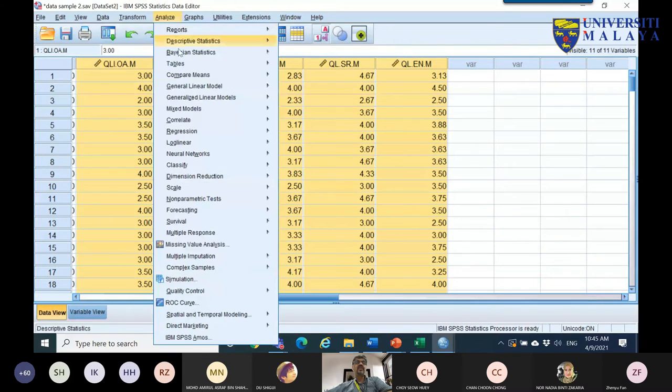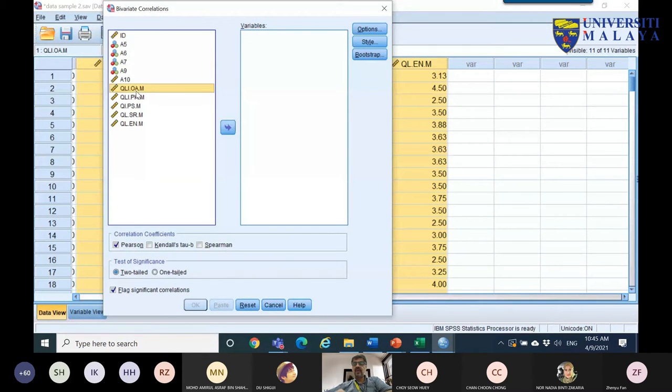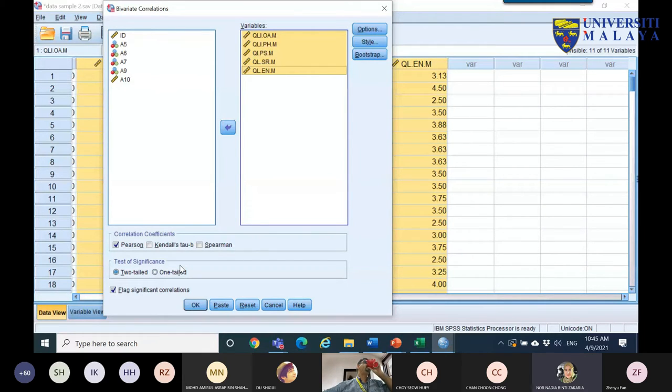So when I want to check the correlation among these components, I use the Pearson correlation coefficient. As can be seen here, the tests of significance are available at two levels, two-tailed and one-tailed. Shall I use two-tailed or one-tailed? Two-tailed. Why? What is your reason? Because the results can go either side. Yesterday we discussed two-tailed and one-tailed in detail.